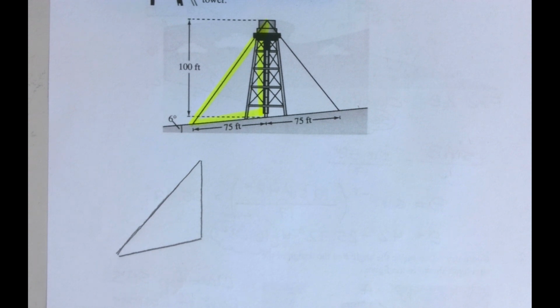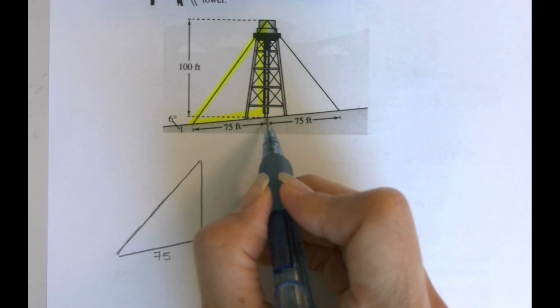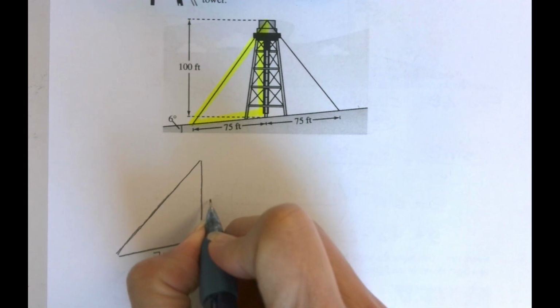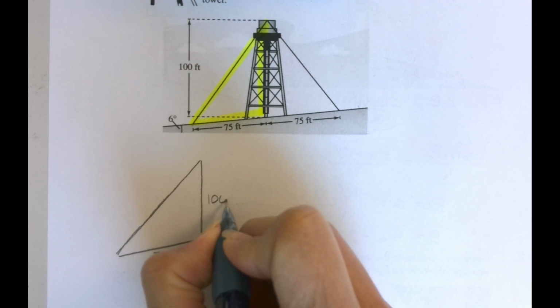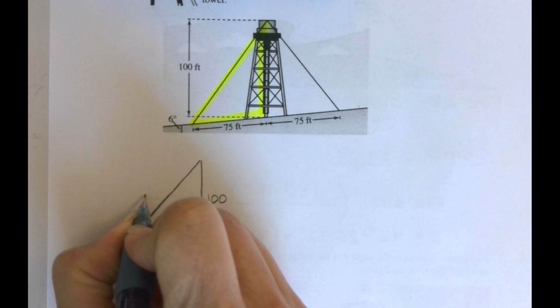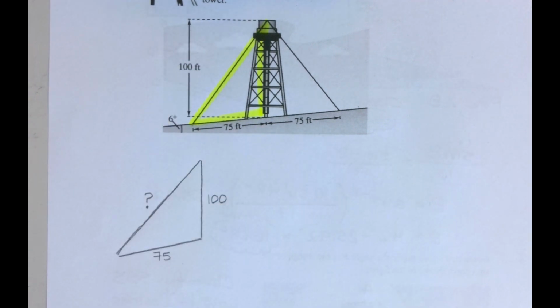Okay, so you would have labeled this here 75, the distance from the bottom of the tower to the guy wire. And then they told us that the tower was 100 feet tall. As for starters, you could have done that. Now we know we're looking for the length of this guy wire, so I'm going to put a question mark here showing that's what I'm looking for. I'm looking for the length of that side.